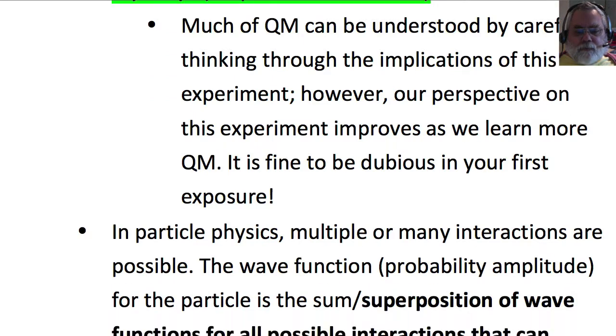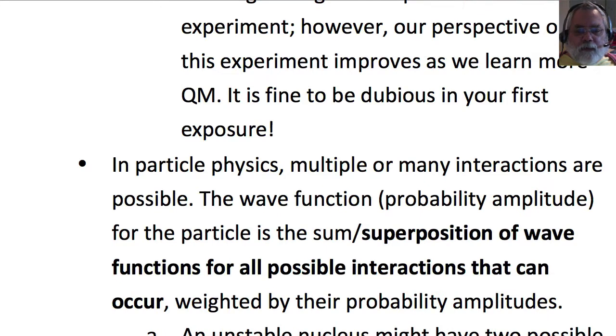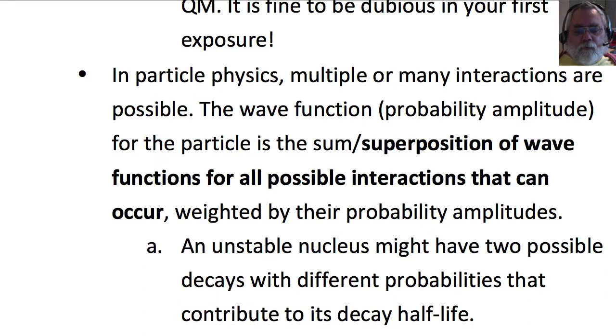In particle physics, many interactions are possible. The wave function for the particle is the sum, or superposition, of wave functions for all possible interactions that can occur, weighted by their probability amplitudes.